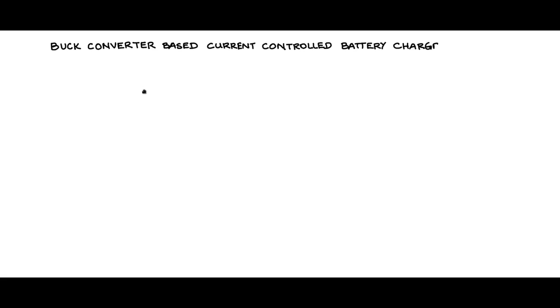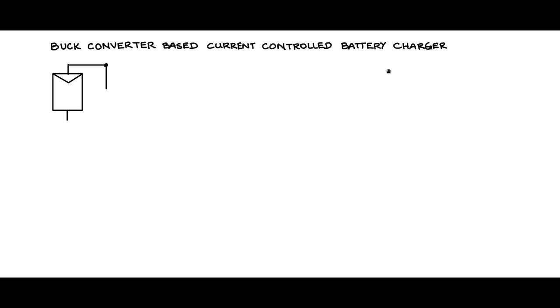Let me draw and discuss the schematic for a buck converter based current controlled battery charger. What it basically means is that the PV module or the PV array is interfaced with a buck converter which will charge the battery. So let us draw the circuit schematic.